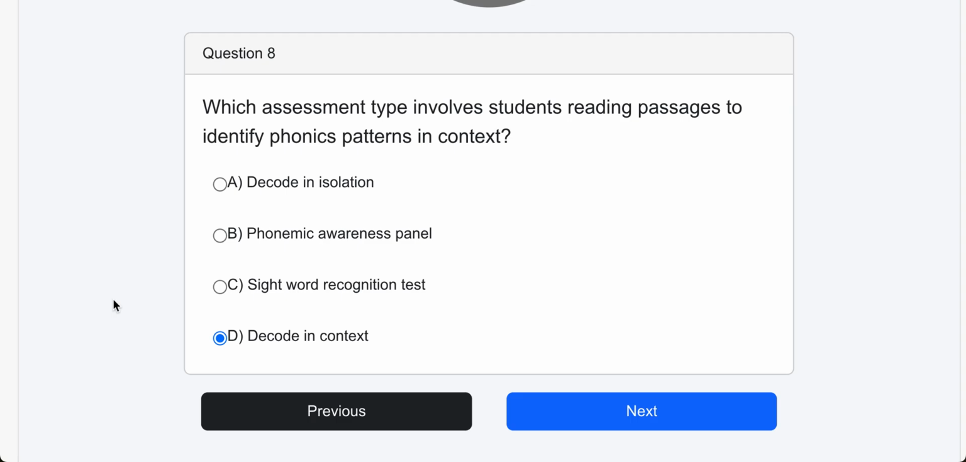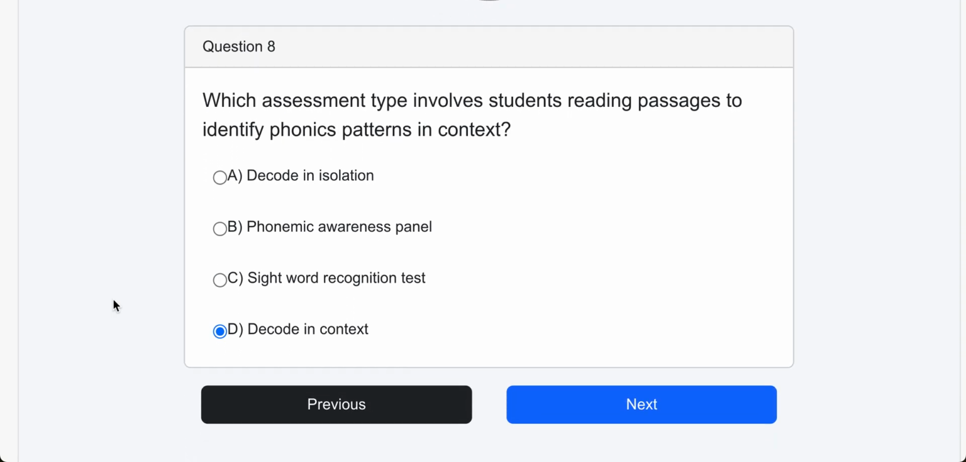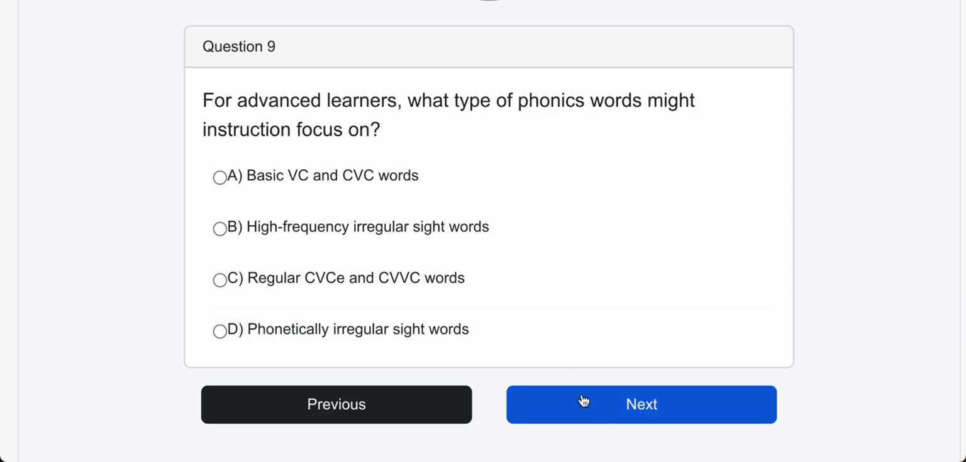These assessments require students to read text passages, which allows us teachers, us educators, to observe how well students apply their phonics skills within actual reading situations, which is really insightful compared to reading in isolation, which we just talked about, which you might want to start with, but we gather so much more information when we ask a student to read a whole paragraph or even a short story. Moving on to question number 9.